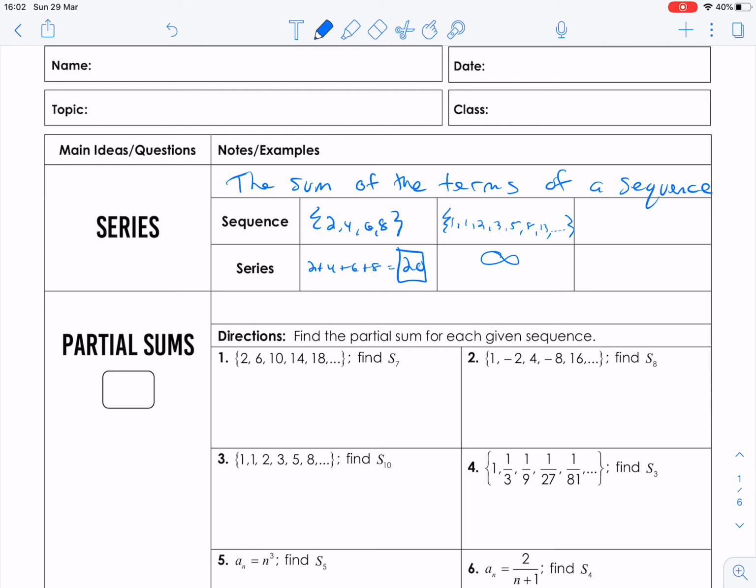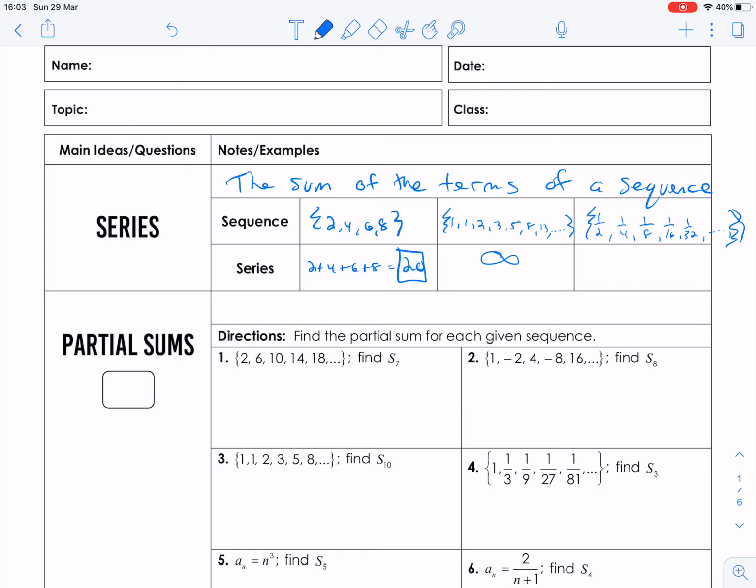What if we did something like this? 1/2, 1/4, and we just keep taking half: 1/8, 1/16, 1/32, so on, so on, so on. So we go forever. What is that one? Think about it.